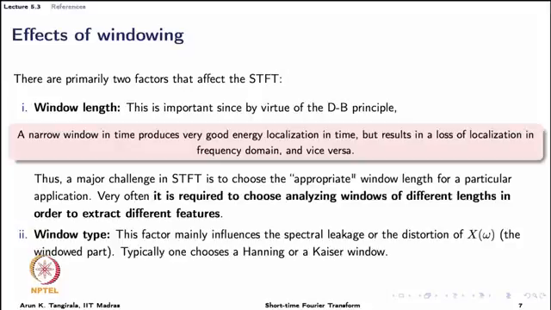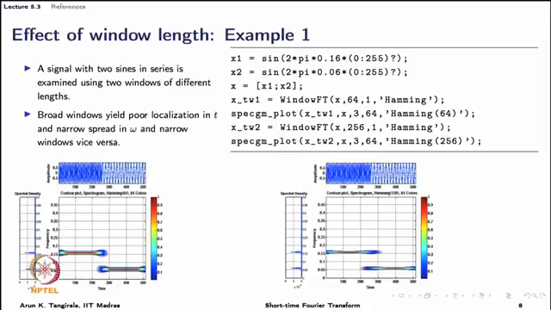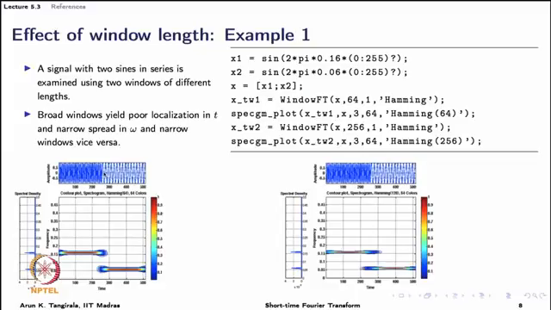So, let us look at a couple of examples here. Let us look at 2 examples that will throw light on the effect of window length. In the first example, I have the signal that we have seen early on in the introduction lecture, where a high frequency sine wave is followed by a low frequency sine wave. The effect of window length is something that we have already discussed. Wider windows will result in poor time localization, but get me better frequency localization. So, look at what is happening here.